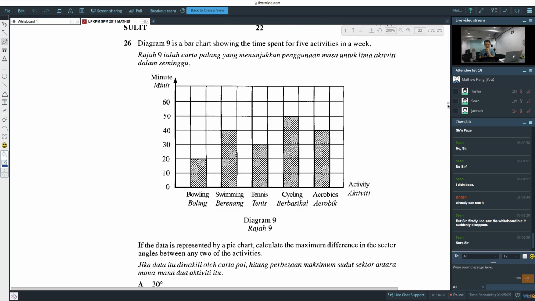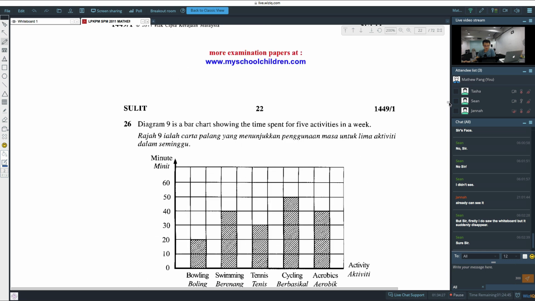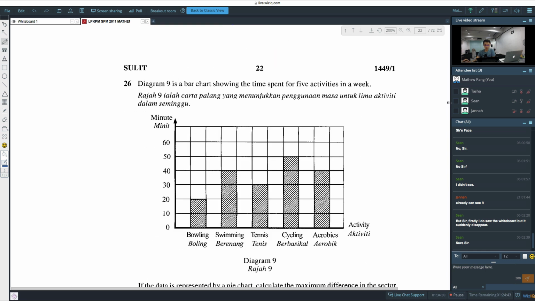26 is statistics. Diagram 9 is a bar chart showing the time spent on 5 activities in a week. If the data is represented by a pie chart, calculate the maximum difference in sector angle between any two of the activities. In order to find the maximum difference, I will find the highest value minus the smallest value. Before I do that, I need to know the total.